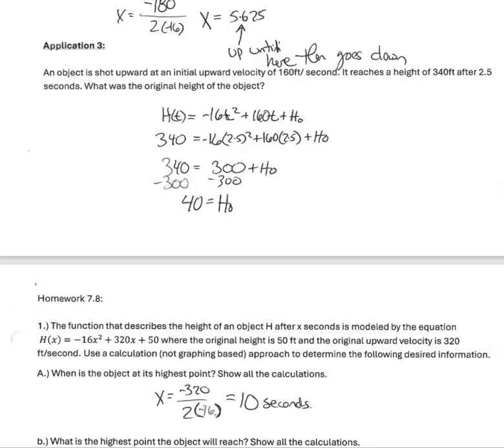When you substitute in the 340 for the height and the 2.5 for the number of seconds, you only have one piece missing. That simplifies on the right to 300, the left is 340, and when you subtract, you get 40. If you wanted to check your answer, you could always write the equation again with h of 0 being 40. Go ahead and pop in 2.5 and make sure you get 340. All right, hopefully that made sense. This is applications. It shows when you would need to use the quad formula versus axis of symmetry versus vertex for a problem like this.